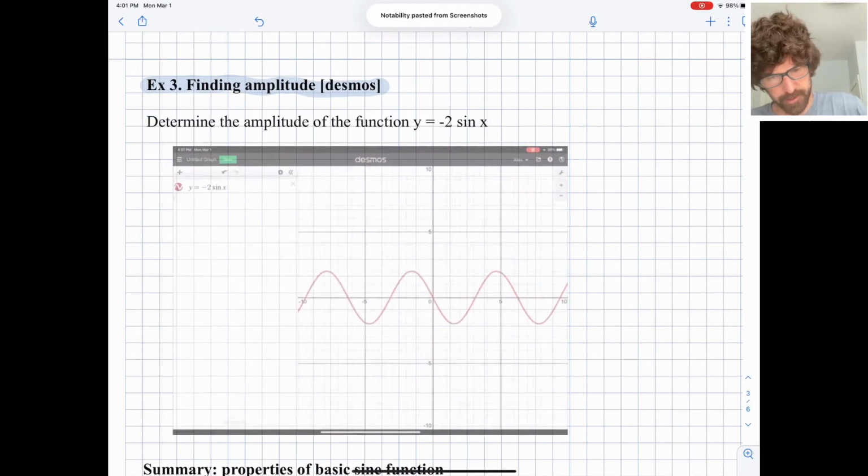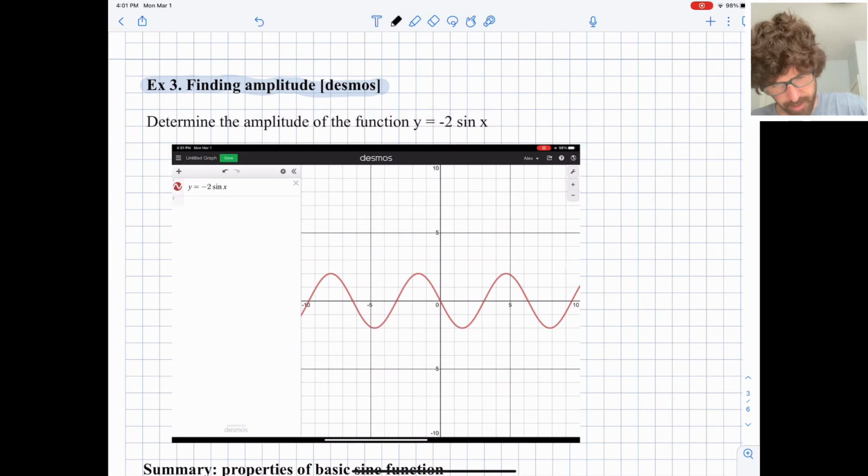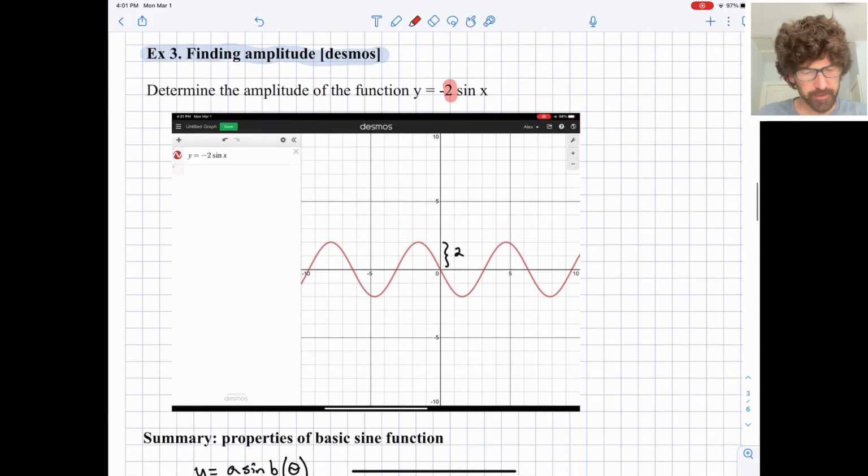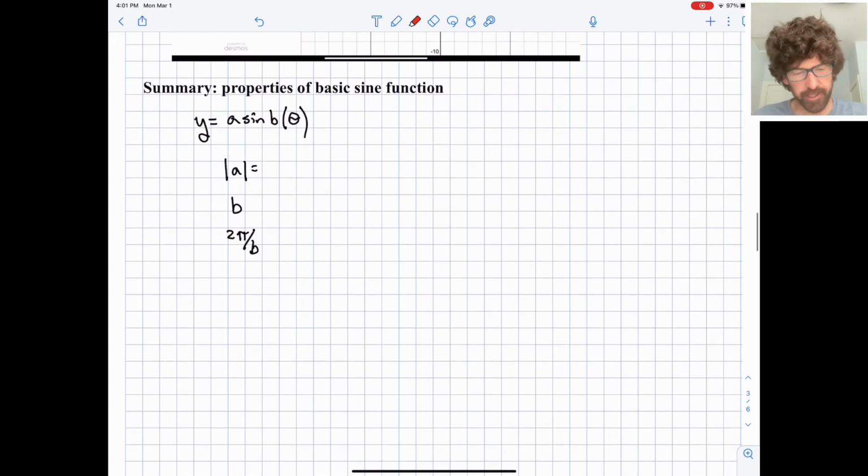And it looks like to me that the amplitude there is 2, okay? And we'll see in a moment that we get that because of that 2 right there. That gives us the amplitude, but the amplitude of that function is going to be 2. So let's summarize some properties of a basic sine function here.